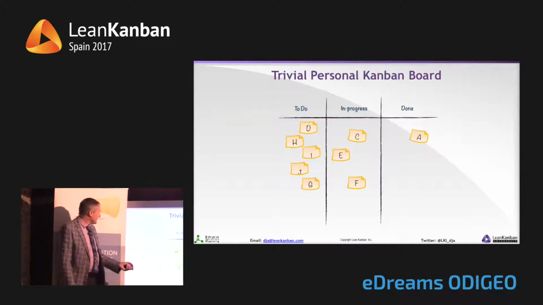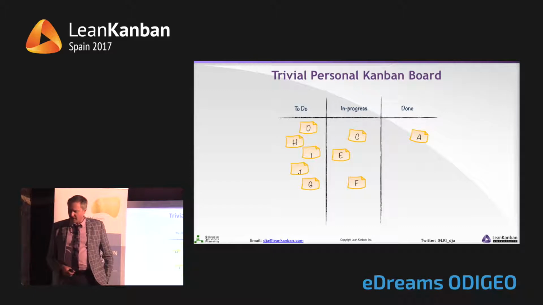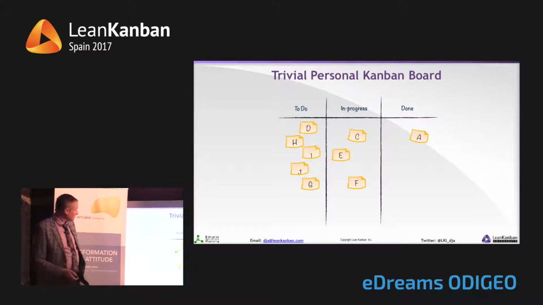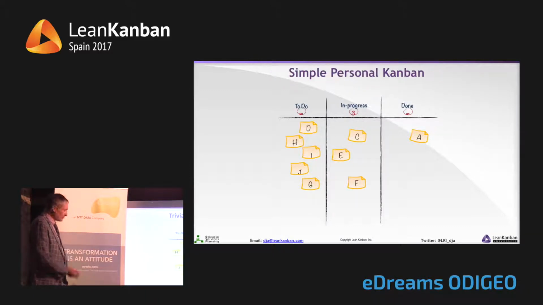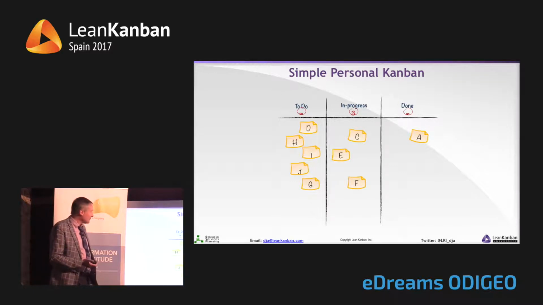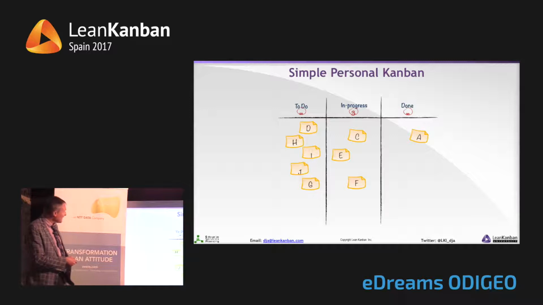All right, so this is a very simple, trivial, personal Kanban board: to do, in progress, and done. And this just helps you visualize the work that you yourself might be doing. Then you might get a little clever about it, and you might add a work in progress limit to that so that you personally don't feel so overburdened, but it's still just to do, in progress, and done.